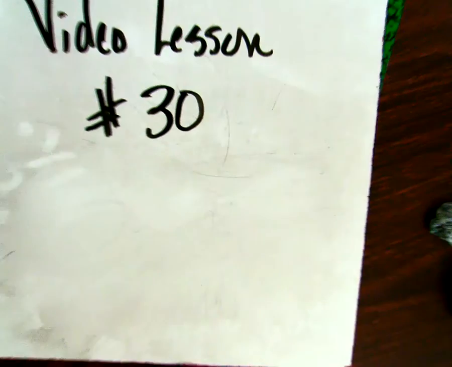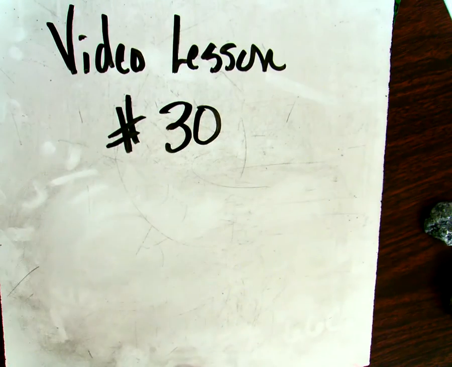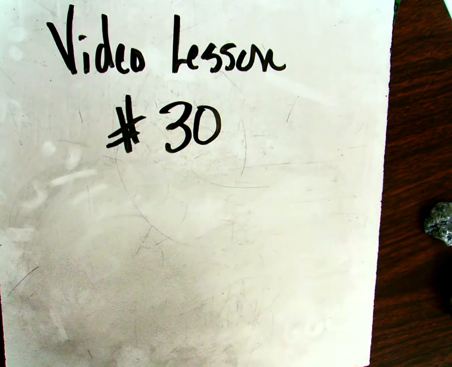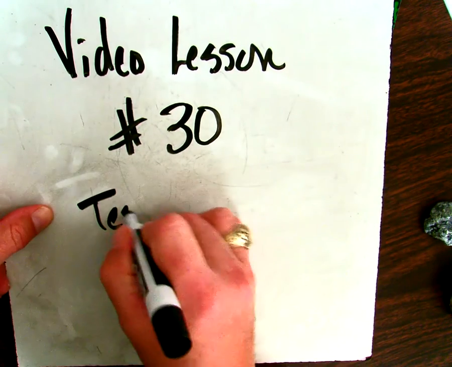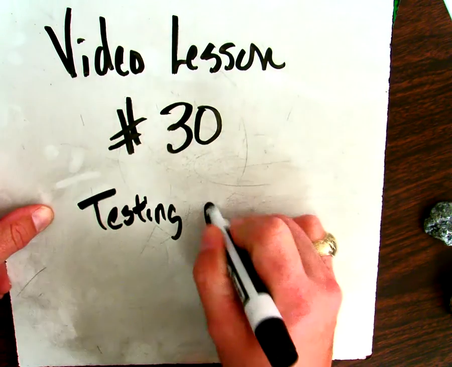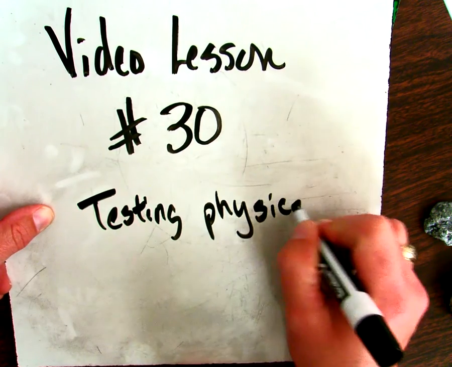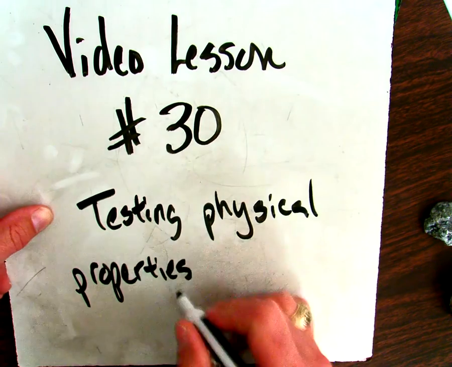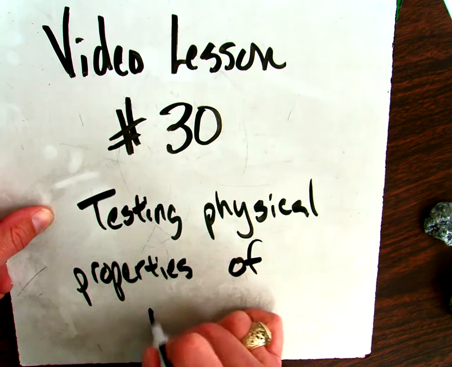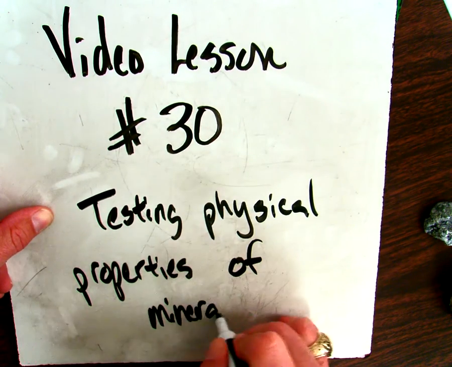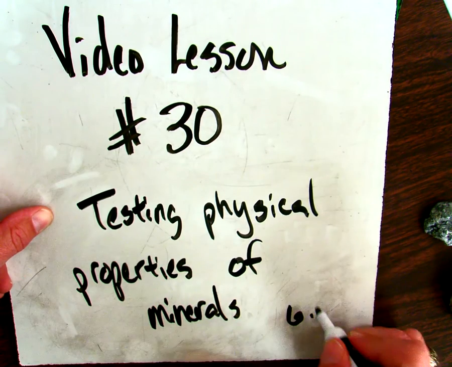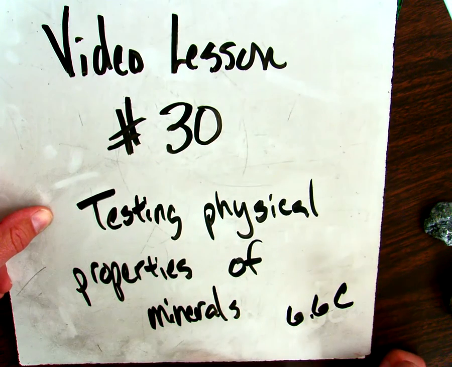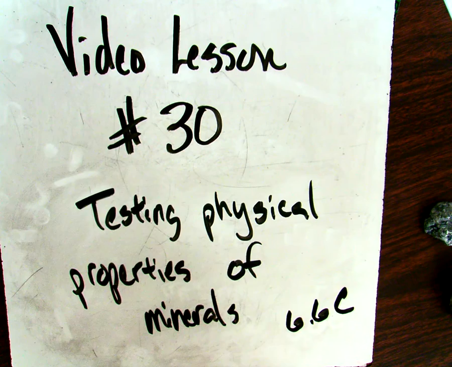So we are going to start out with video lesson number 30. In this particular video lesson, we are going to be talking about testing physical properties of minerals. So the first thing that we're going to talk about is, well, what are those physical properties that we're looking for? In this case, there's 4 of them that we're going to focus specifically on. And let's go ahead and jump to those notes and take a look at those real quick.